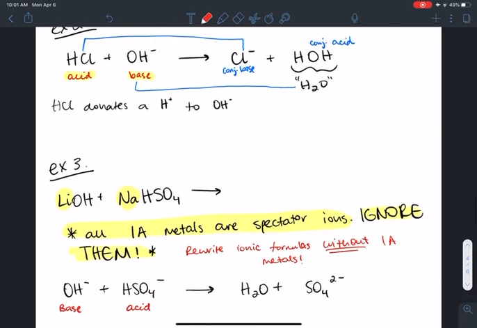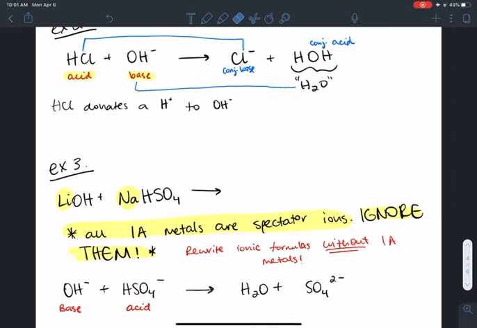I rewrote lithium hydroxide without the lithium. Lithium has a +1 charge. Hydroxide has a -1 charge. So I have to keep that charge there. Then if I take the sodium away from sodium hydrogen sulfate, I'm going to be left with a total -1 charge there, because hydrogen, this H+, has a +1 charge, and the sulfate has a -2 charge, which ultimately is going to give us a -1 charge there.